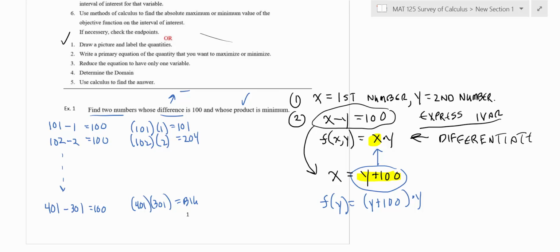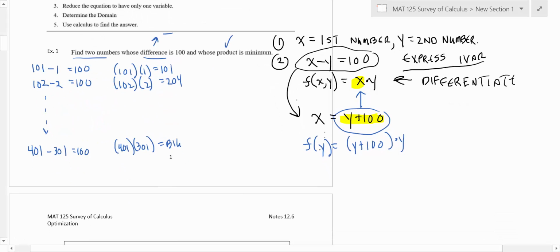Okay, so here's what we're going to do in our third step. And you could solve that for y. It doesn't matter if you solve that equation for x or y, you still get the same answer. So this is going to be f of y. I'm going to use the distributive property to get y squared plus 100y like that. Now that derivative is going to be simple.